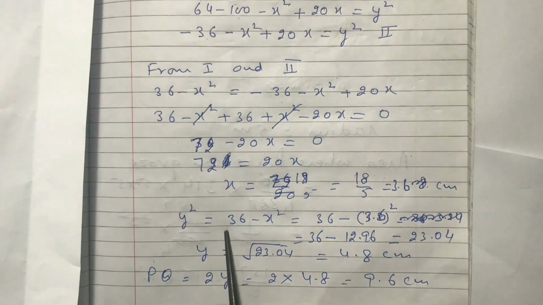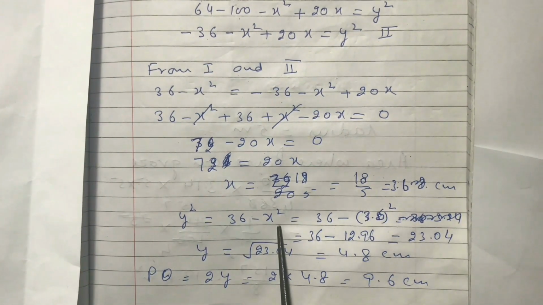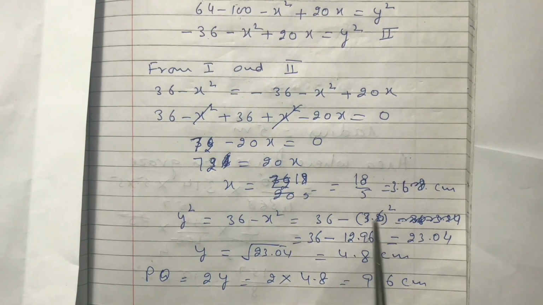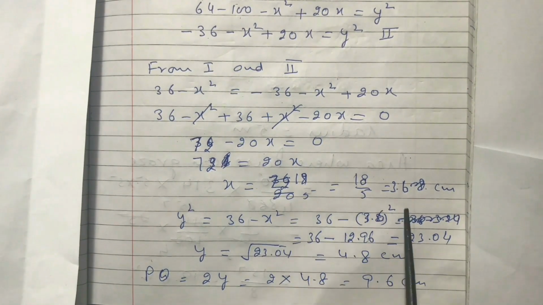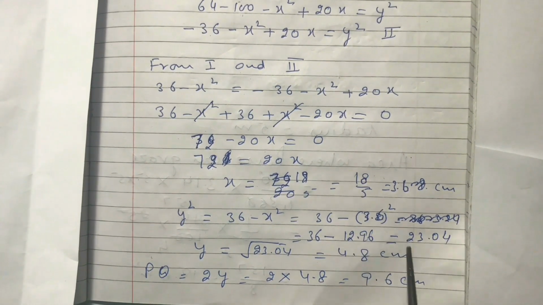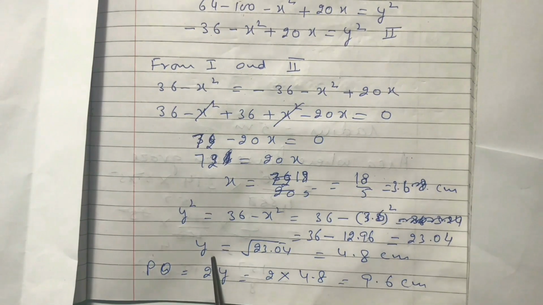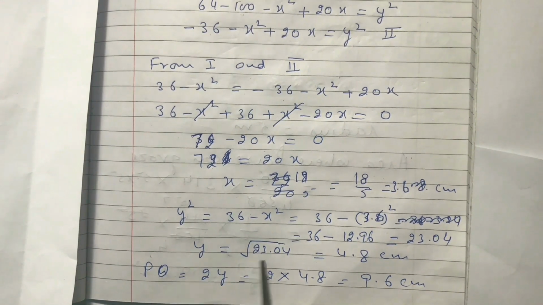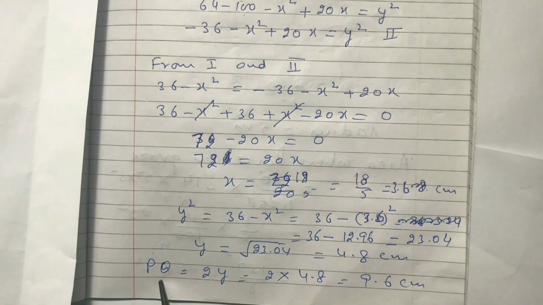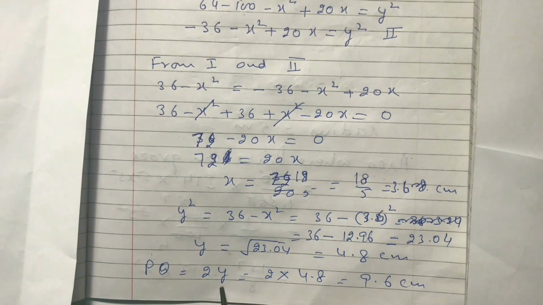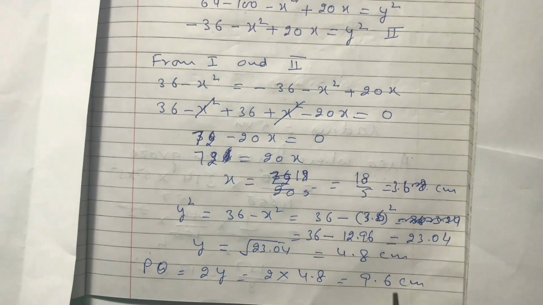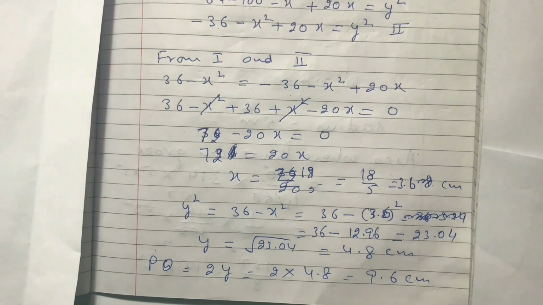Now y square is equal to 36 minus x square. I am to find the value of y, so instead of x, write 3.6. So this will be equal to 3.6 whole square, that is equal to 36 minus 12.96, that is equal to 23.04. So value of y, if I take the root of this, will come out to be 4.8 centimeter. So PQ, the length of the common chord, is equal to 2y, is equal to 2 into 4.8 centimeter, that is equal to 9.6 centimeter. So that is the answer.